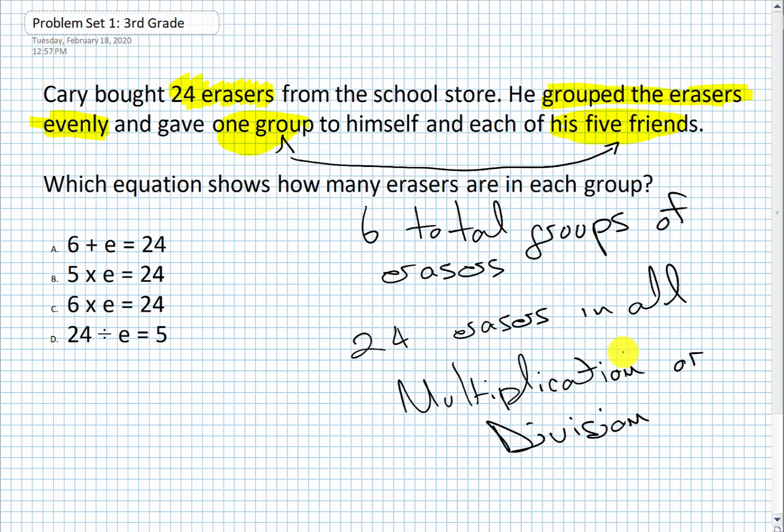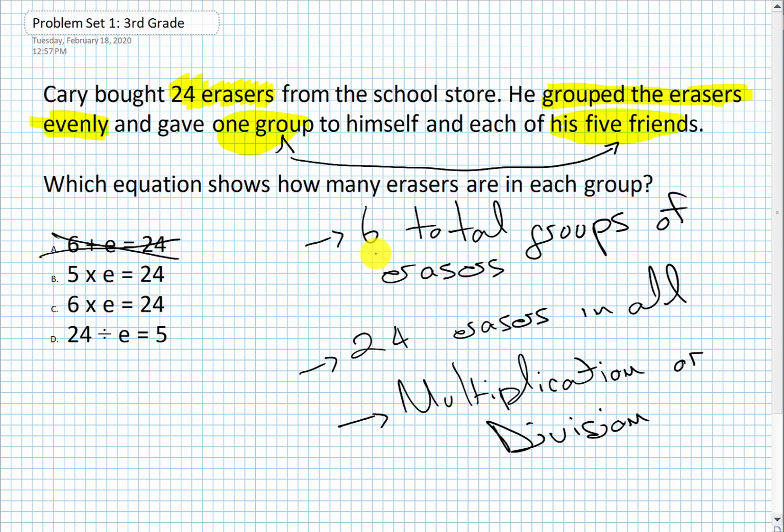Now, this is a multiple choice question, so it makes our next steps a little bit simpler than if we had to provide the answer fully for ourselves. We can begin to use the process of elimination to get rid of the obviously wrong answers. So let's start with answer choice A. Answer choice A is 6 plus E equals 24. Now, we know from the information that we've collected that 6 is going to be part of the equation, 24 is going to be part of the equation, and we're either going to see multiplication or division in the equation. Answer choice A has addition in it, so we can get rid of that choice immediately.